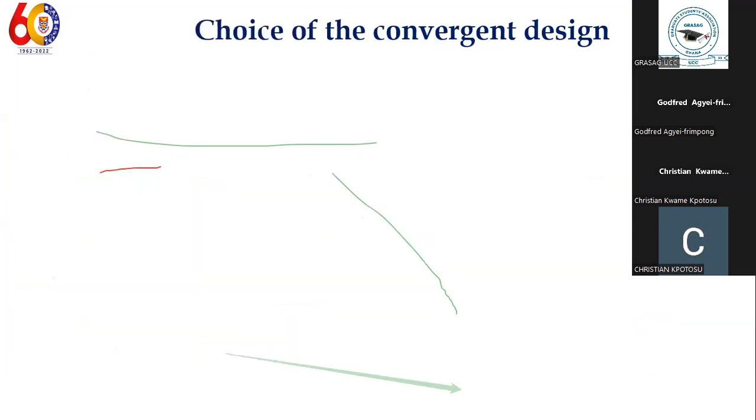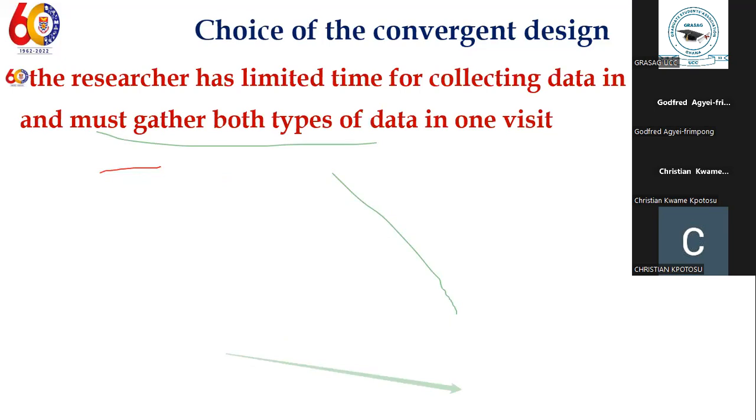Now, what choices do we have if we want to use the convergent design or the triangulation? One, if the researcher has limited time for data collection in the field and must gather both types of data in one visit, as I was saying about teachers: you go to this school and give all your questionnaires, and you want these people to go through your interview process and you collect information. They will say no, go and come, go and come. But in situations like this, it is better when you collect these two types of data at once, because you don't have time and these kinds of resources. So on one day or on one visit, you collect these two types of data. You don't do go and come, go and come. So that is a choice for you.